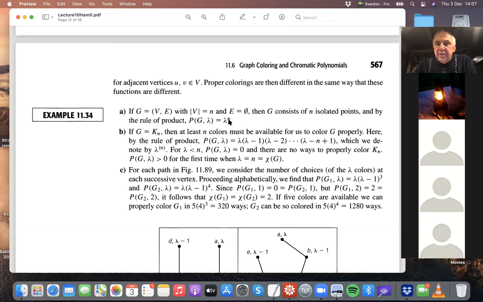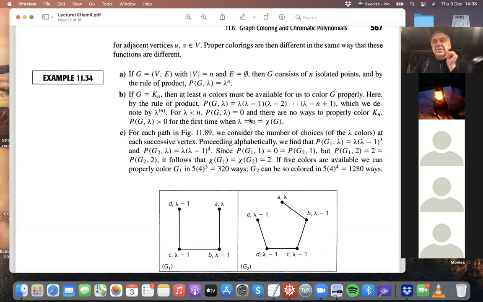Which means that if we look at its value at lambda equals k, we have k vertices, and for each of them we have k colors. Since our vertices are isolated, we can choose any of the k colors for any of these vertices. We get k to the power n different colorings. Okay, this is one thing.